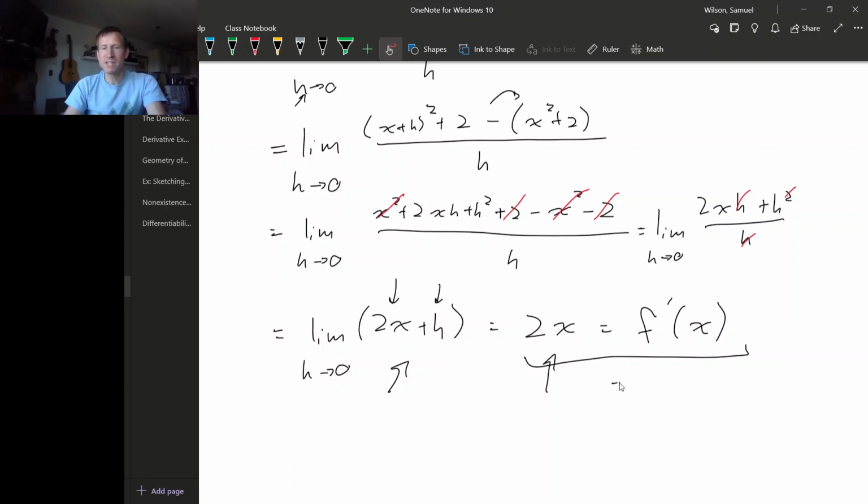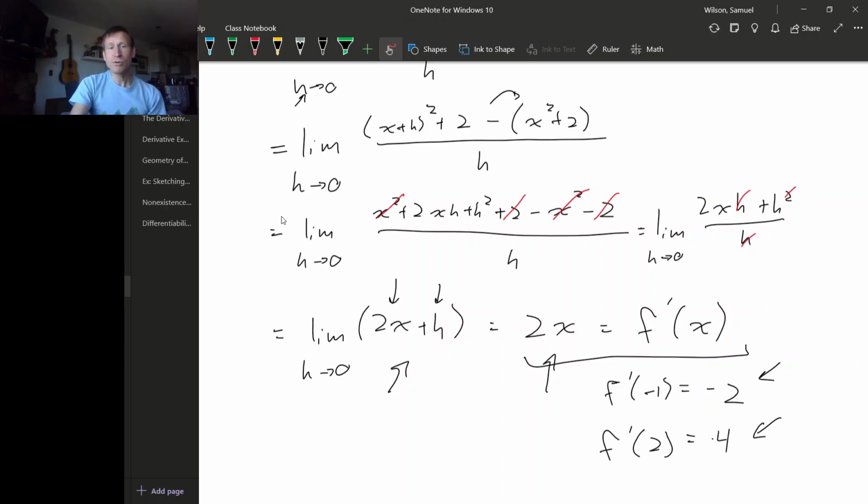And sure enough, if we take this formula and plug in minus 1, we get minus 2, which is the value for the derivative that we found earlier. And if we plug in 2, we get 4. And yes, that is the value for f prime of 2 that we found earlier. So this phenomenon happens, of course, not just for this particular function f, but for any function.